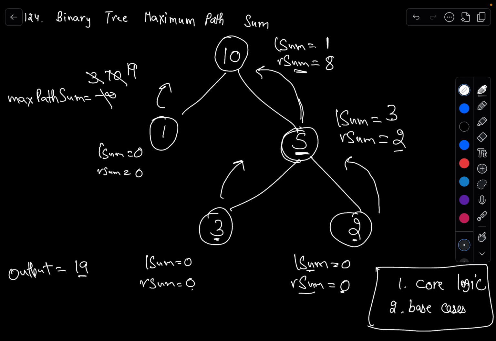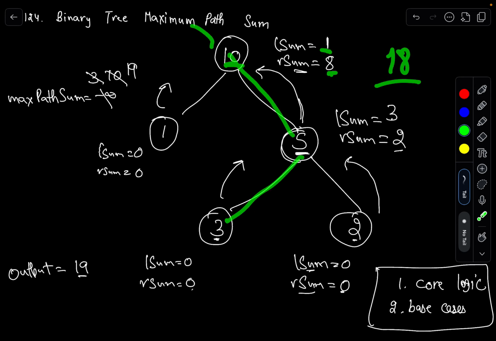And what should I return further? There is no node on top of it, but if there was a node, then what should I return? Tell me. So this 10, to return to the parent, either this 10 can add it to the left path or the right path, whichever is the maximum. So in this case, 10 plus 1 is 11, 10 plus 8 is 18. So I'll be returning 18, which is this path to my parent.